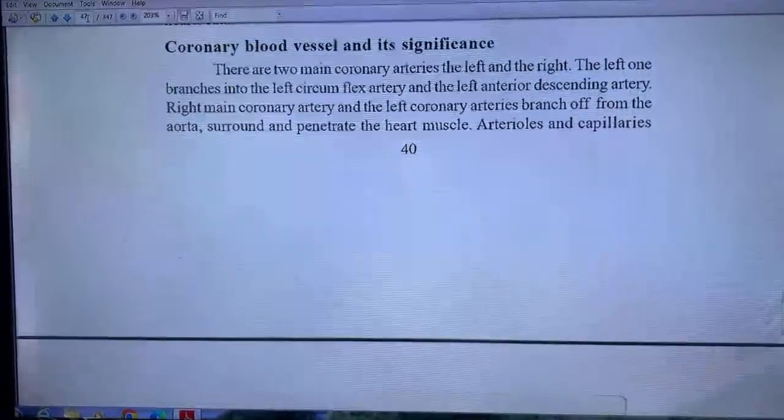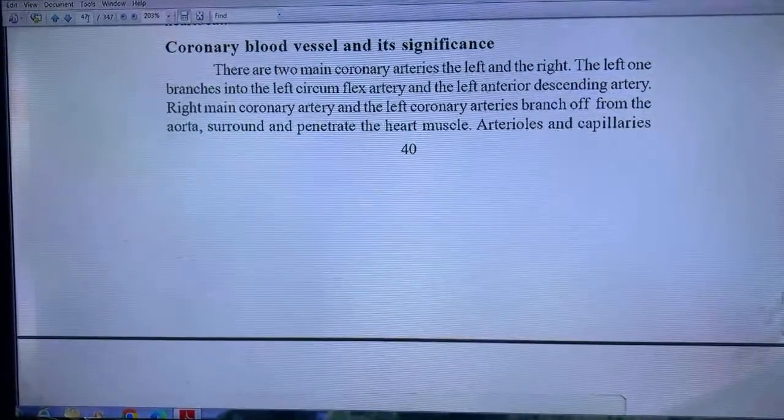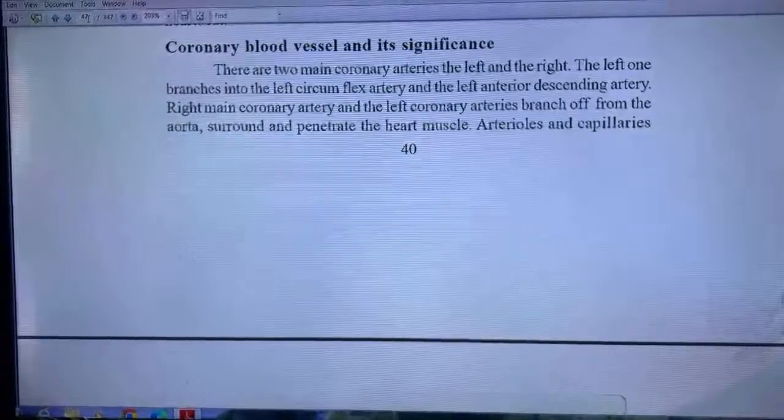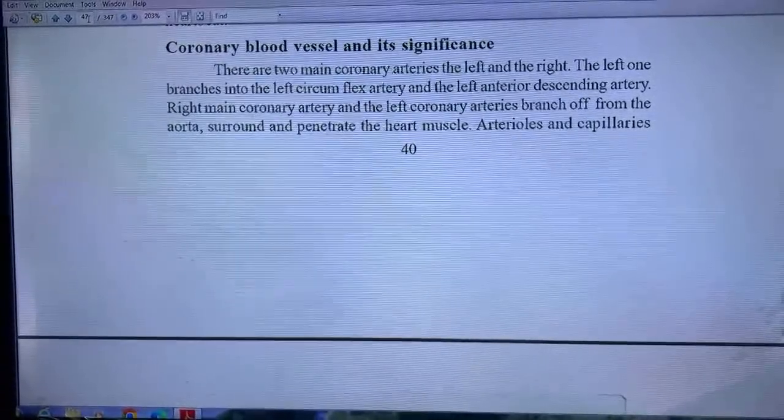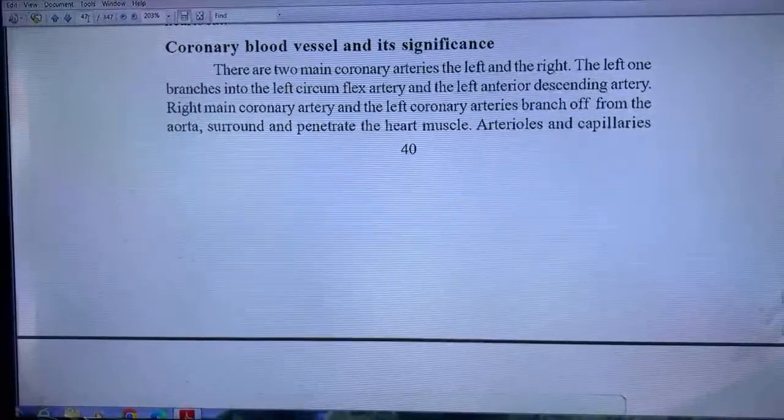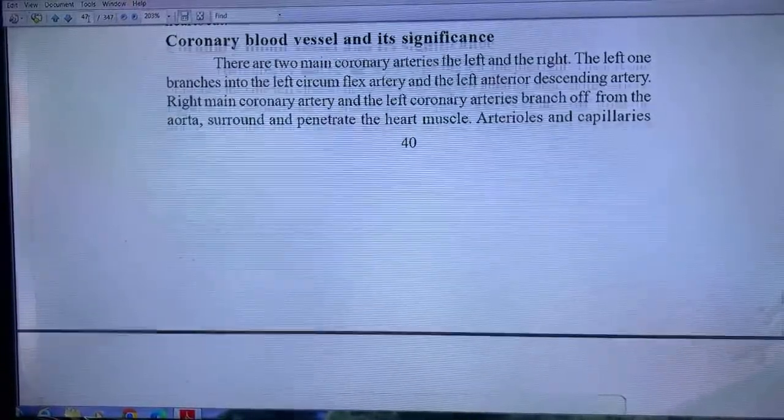Coronary blood vessels and their significance. There are two main coronary arteries, the left and the right. The left one branches into the left circumflex artery and the left anterior descending artery. The right main coronary artery and the left coronary arteries branch up from the aorta, surround and penetrate the heart muscle, as arterioles and capillaries.